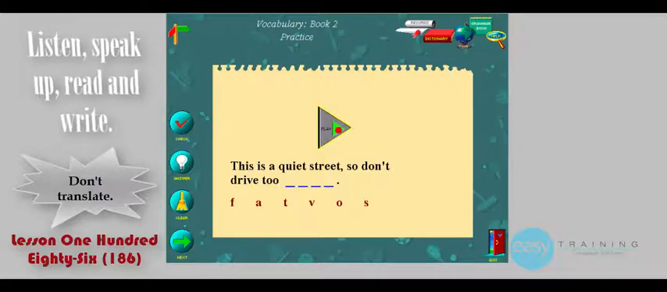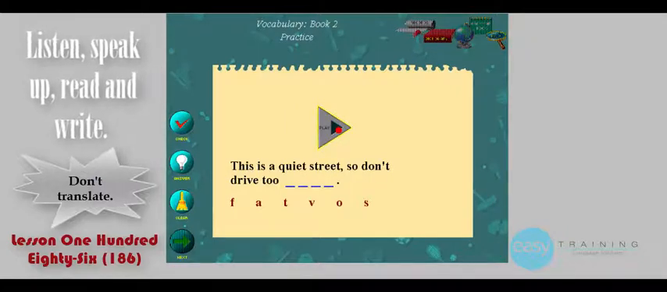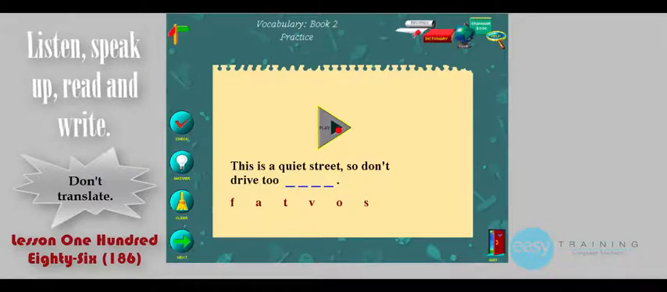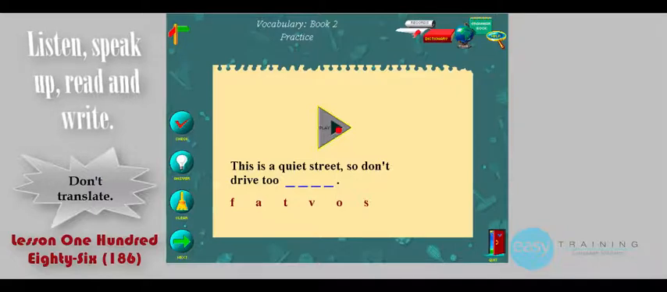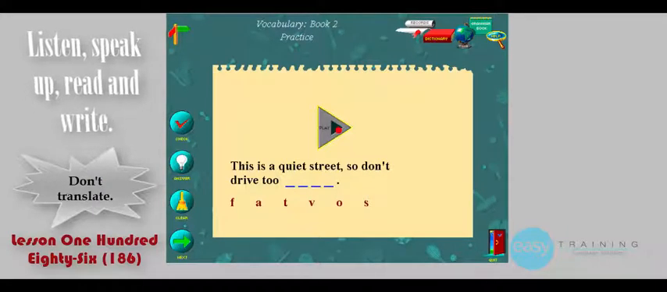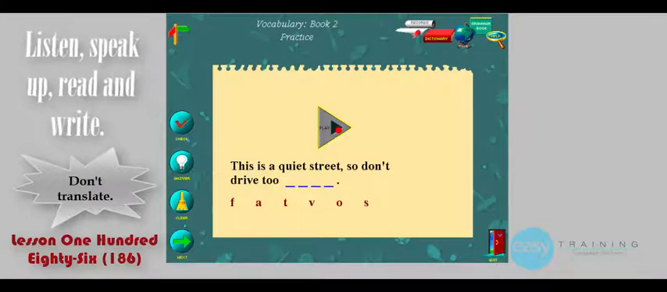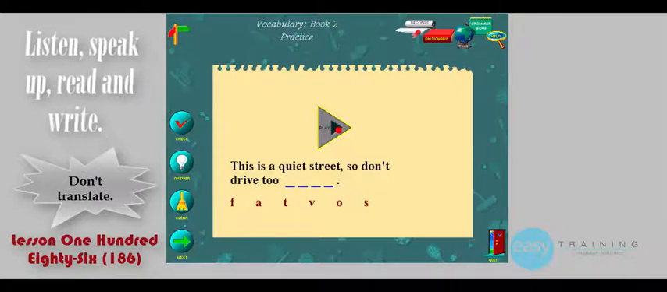Listen. Fast. This is a quiet street, so don't drive too fast. This man says, this is a quiet street, so please don't drive too fast.